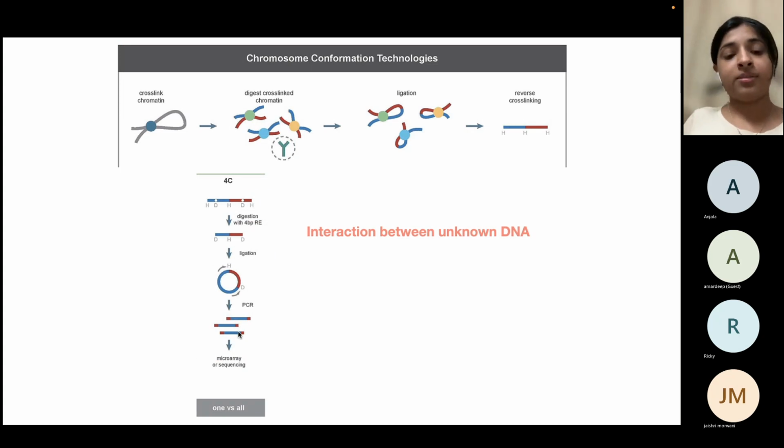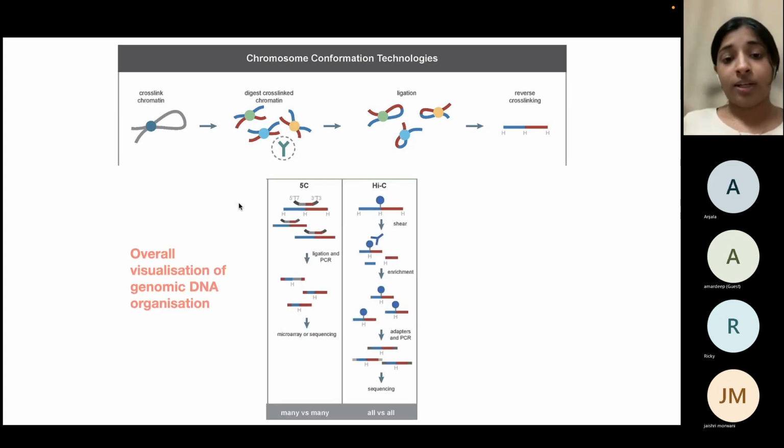So now you have these fragments that can be sequenced, and you know what regions are interacting with this particular domain that you earlier thought of, to identify all the interacting domains. Now there are even more advanced techniques, 5C or the Hi-C technique. Hi-C technique is fairly common. Many of you could have heard about it.